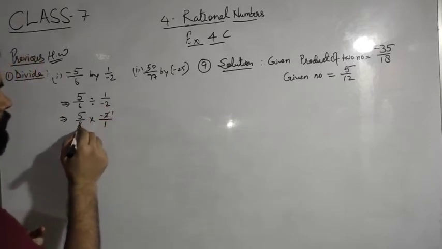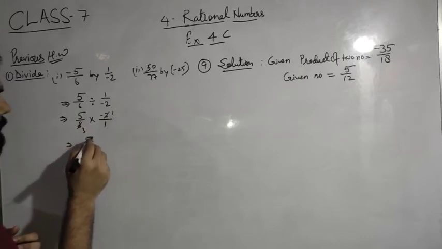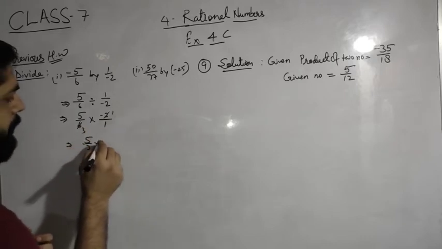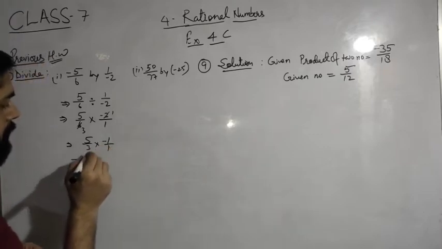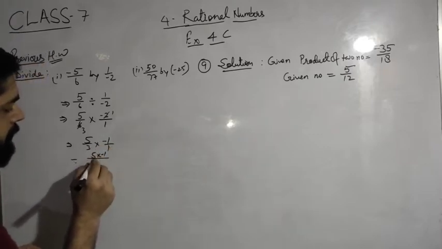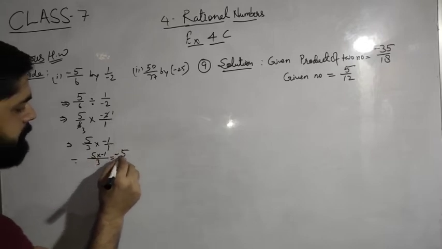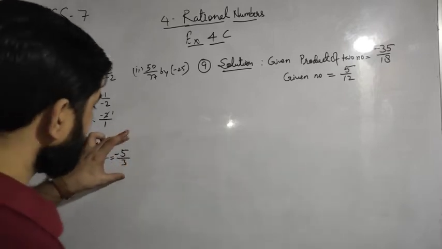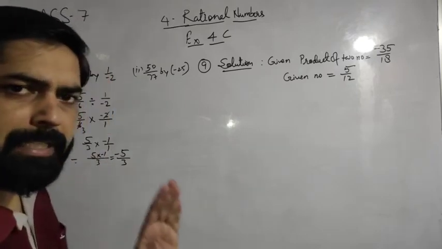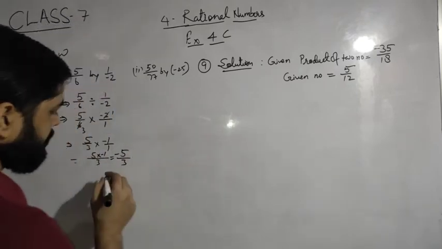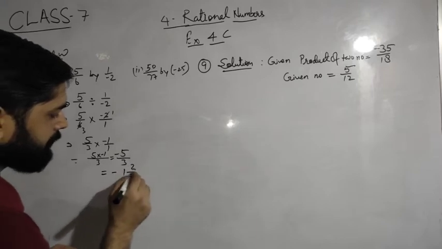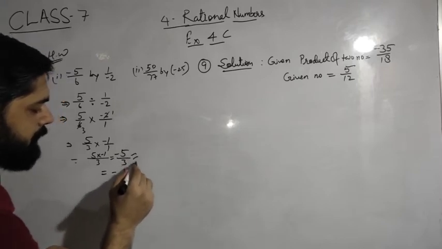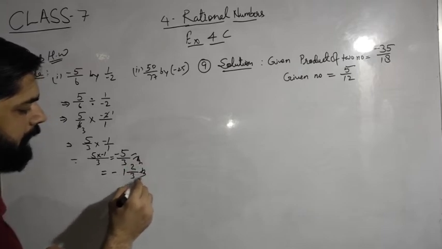2 1s are 2, 2 3s are 6. So 5 upon 3 multiplied by minus 1 upon 1. So you can multiply 5 by minus 1 upon 3, then the answer will be minus 5 upon 3. So this is the answer. You can also write it in the simplest form, means you can write it as a mixed fraction. And what will it be? Minus 1 3 are 3 and then 2 upon 3. Both are answers. You can use both for the answer.